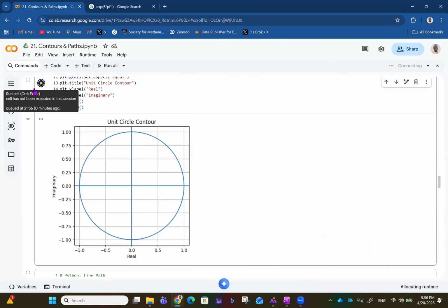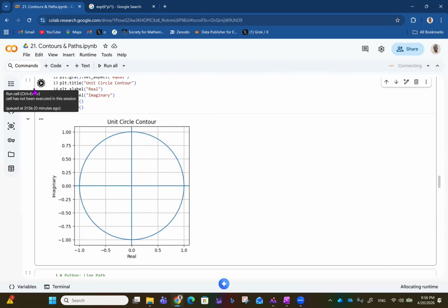Problem 11 is evaluate the integral of 1 over z dz along gamma, where gamma of t is e raised to the power it, and t lies from 0 to 2 pi. And question 19 is a challenging one, which is to evaluate the integral of (x plus iy) squared dz along gamma, where gamma of t is t plus it squared, and t is from 0 to 1. So let's go ahead and deal with these questions.